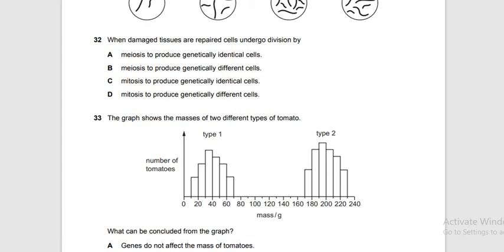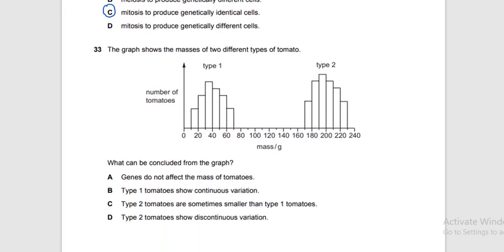When damaged tissues are repaired, cells undergo division by mitosis. So mitosis produces genetically identical cells. Meiosis only produces gametes. So for cell repair, it must produce exactly what was damaged. So identical cells, they cannot be different.